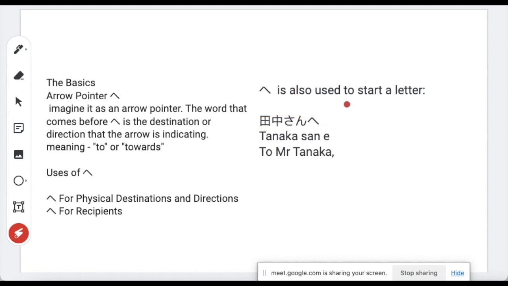We use it at the start of a letter, or when we are referring to someone, or when you have to pass a message to someone. So to Tanaka-san, to Makino-san, or to Urmila-san, whoever. So we are writing 'e', pointing in the direction, right? We are pointing to someone, as a recipient.